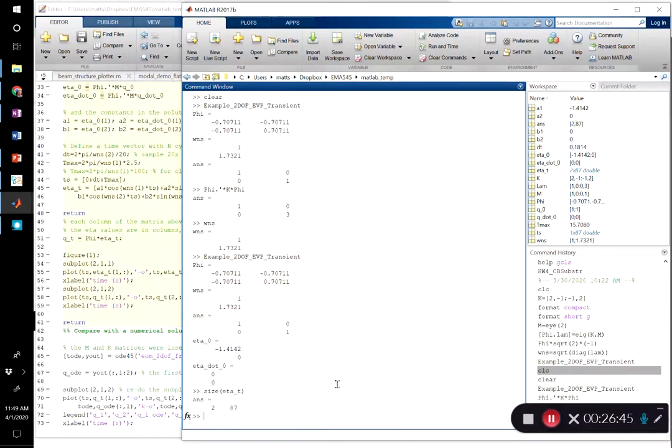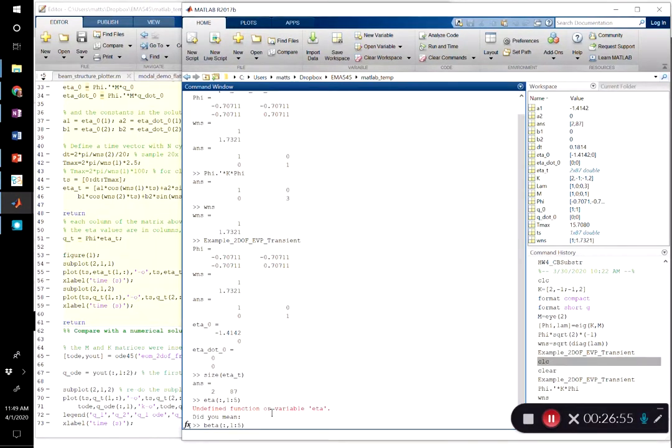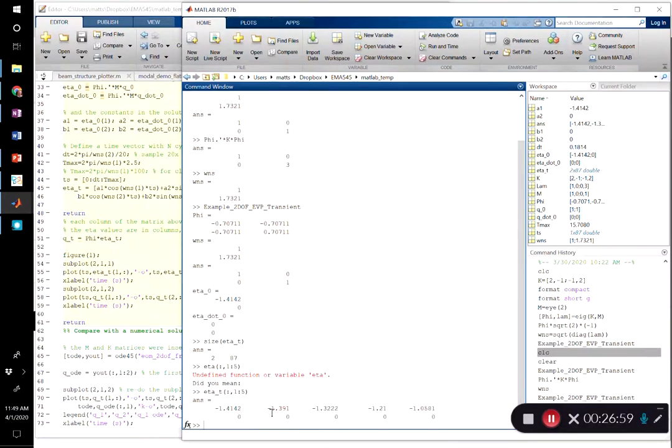So I've created a matrix eta of t that's a 2 by 87. Let's just look at the first 5 elements. So this is the initial eta, and then this top row shows how eta 1 evolves with time, and the bottom row shows how eta 2 evolves with time.